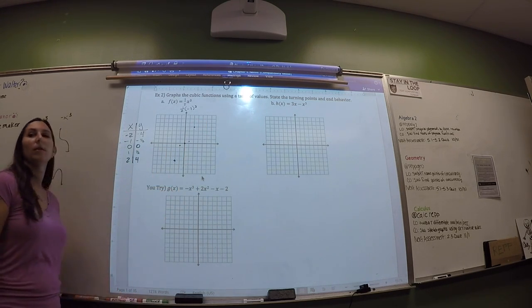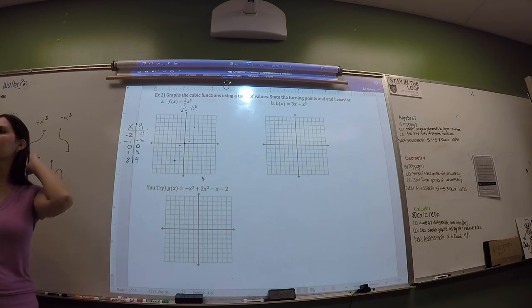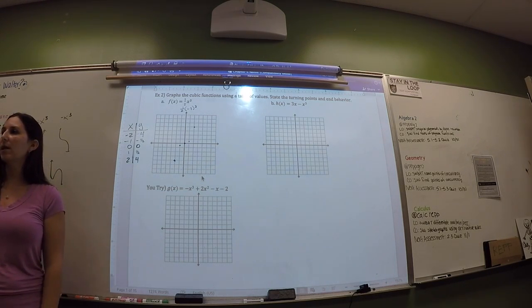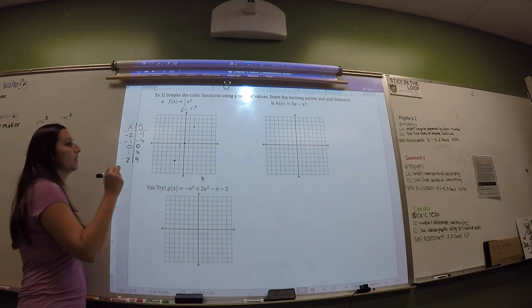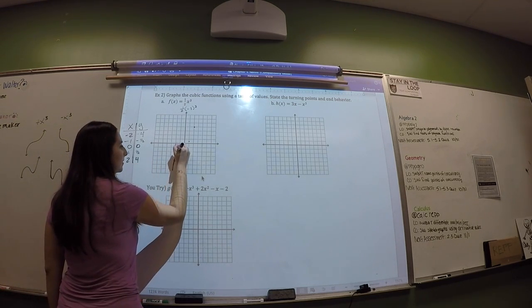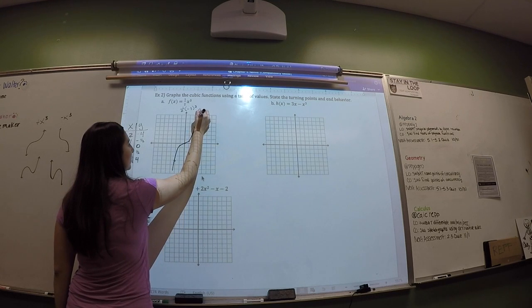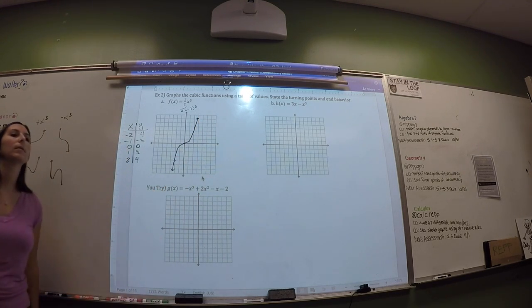Is it always like that? Not necessarily. There's more terms in there, it could have more fluctuation. Alright, so this graph is doing this.